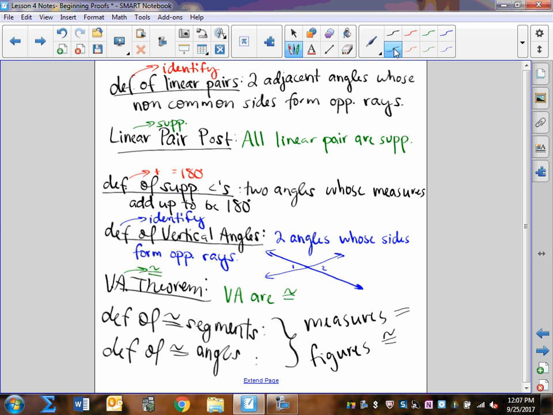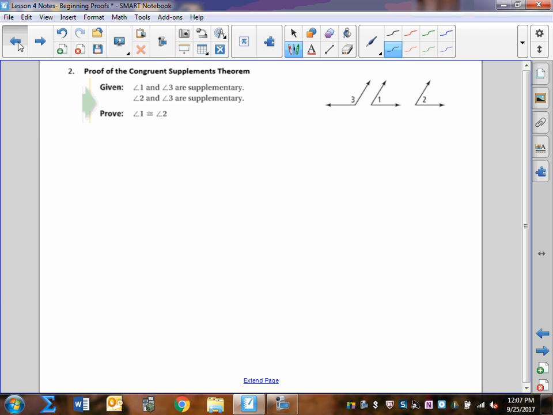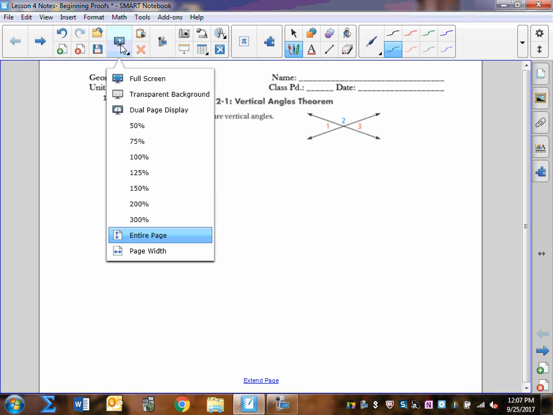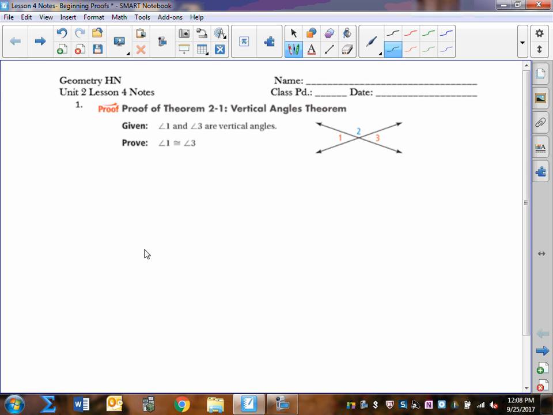Huge. Very important. Okay. So now let's go ahead and dive into our first proof for today. Our first straight geometry proof. In this one, we're actually proving that theorem, the vertical angles theorem.